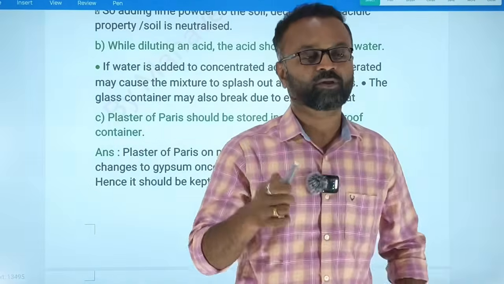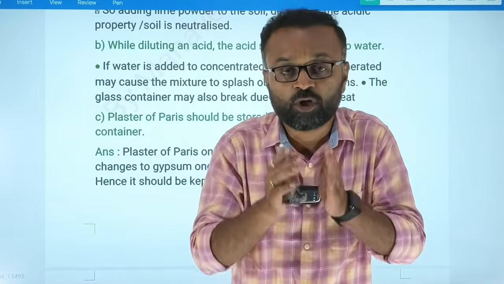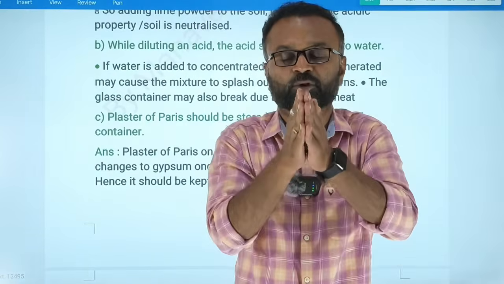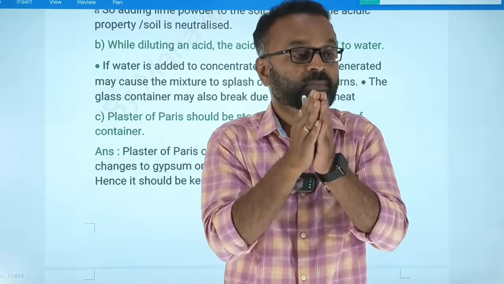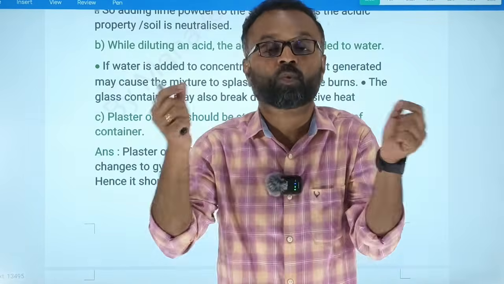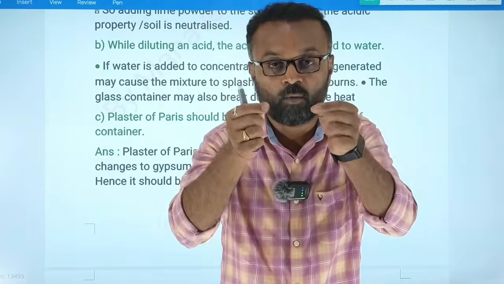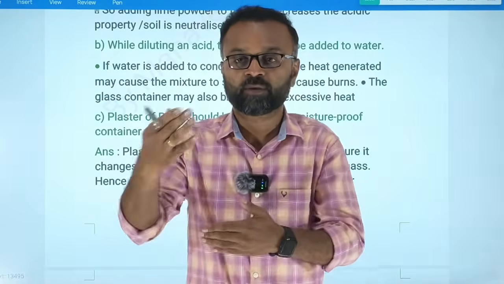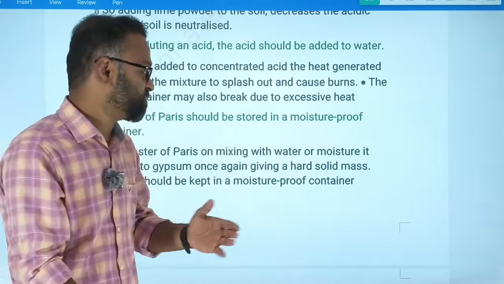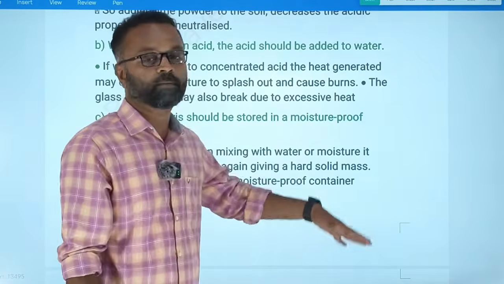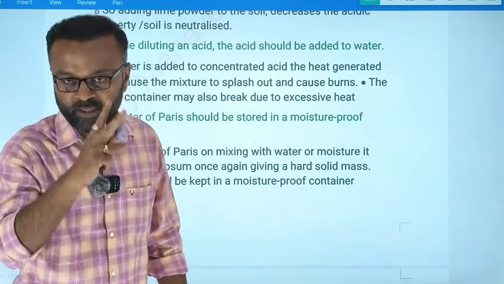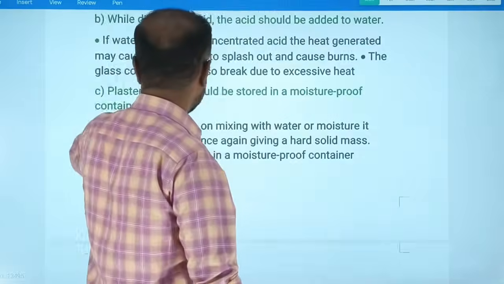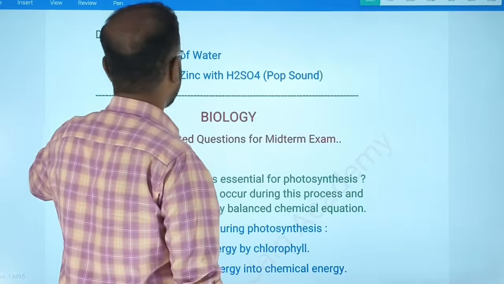That's the reason when you have the plaster for the fracture bones, the doctor will suggest not to take a bath, not to let the plaster of Paris come in contact with what? With the water. Otherwise it will convert into gypsum, and gypsum is a hard solid mass, very difficult to cut. Hope this is clear. So this is all the questions about the chemistry.